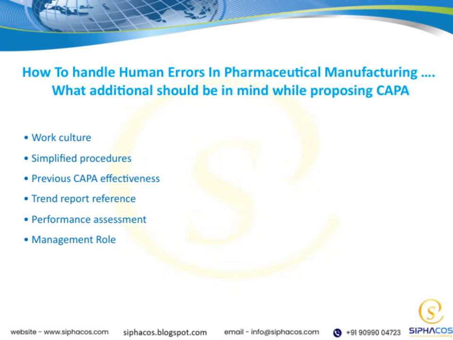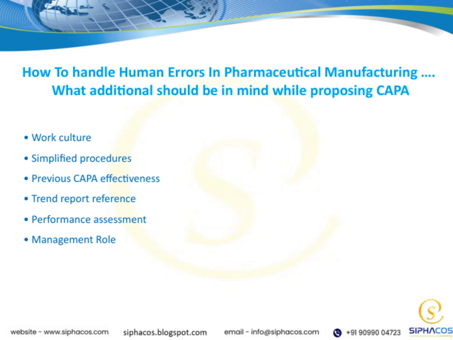Tying this into trend report references allows us to identify recurring issues and patterns over time, giving us a broader perspective on potential problem areas. Performance assessment shouldn't be overlooked either. Regularly evaluating individual and team performance helps us spot gaps and reinforce accountability. And of course, the management role is pivotal. Leadership must promote a culture of continuous improvement, provide clear guidance, and ensure resources are available for effective error handling.